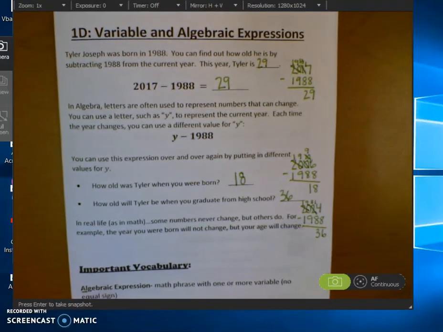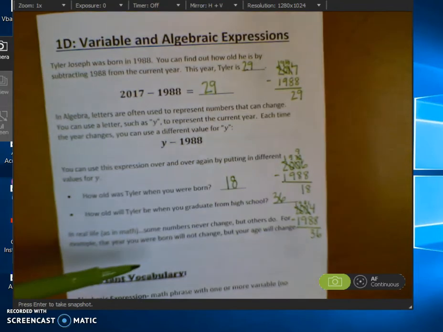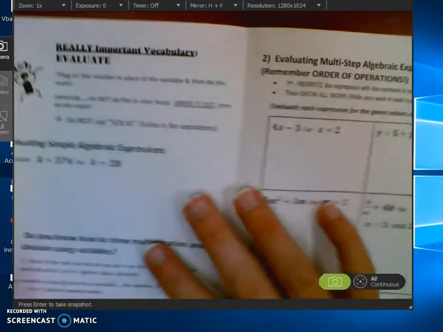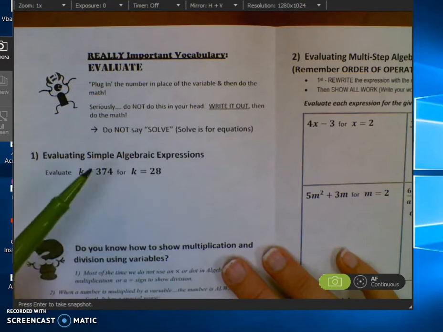Okay, so just a second ago we did a little introduction to variable and algebraic expressions, and we talked about some important vocab. I'm going to open up my foldable at this point in time, and I'm just going to reiterate some really important vocabulary one more time.